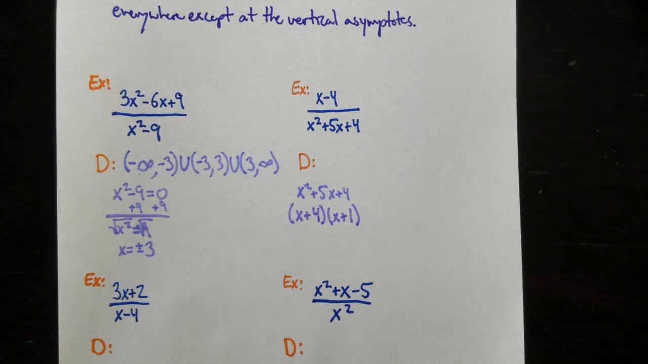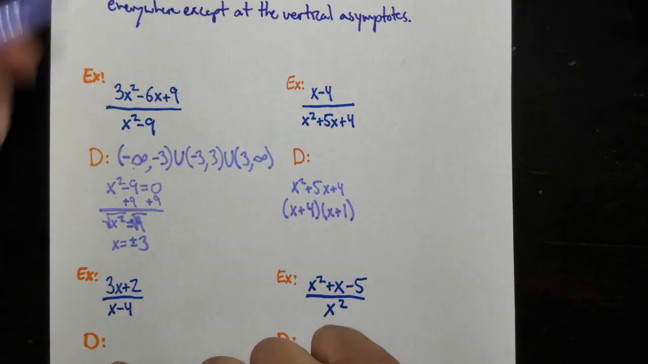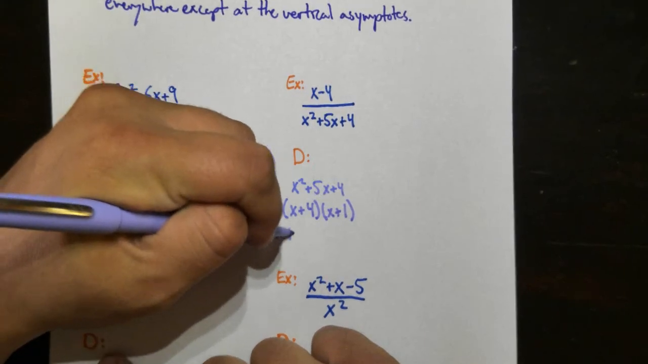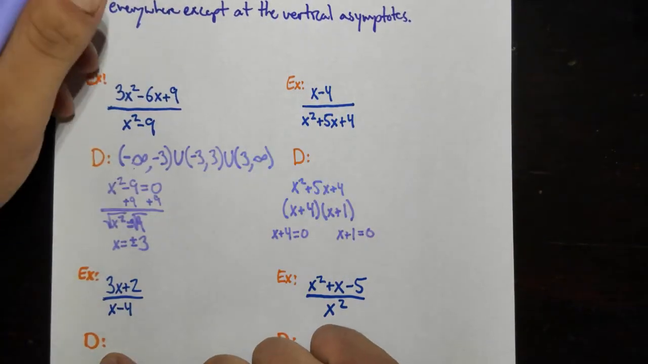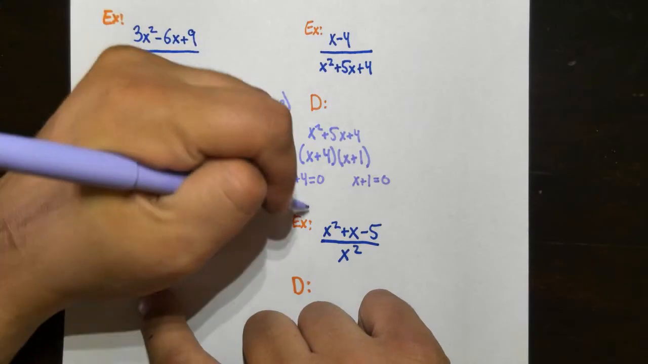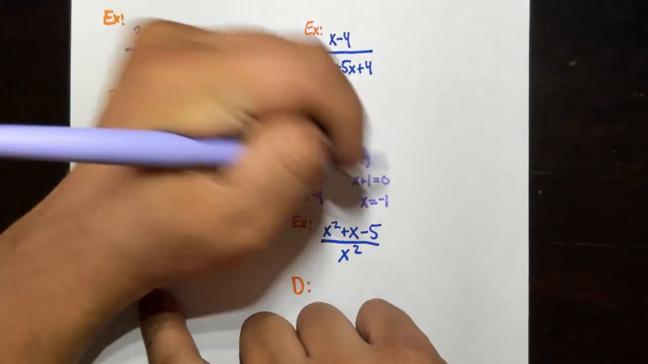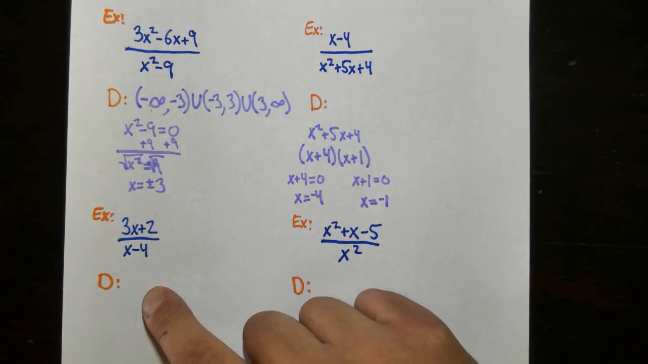Now, to find the zeros, we set each factor equal to 0 and solve for x, just like what we did up here. So x plus 4 equals 0, and x plus 1 equals 0. And if we do the math, we get x equals negative 4 and x equals negative 1. So those are our two asymptotes, at negative 1 and negative 4.